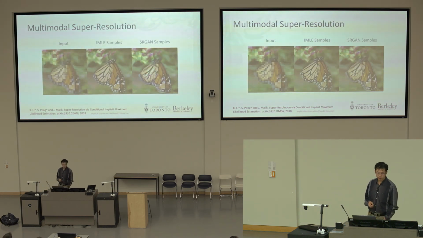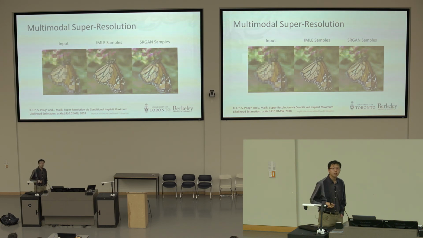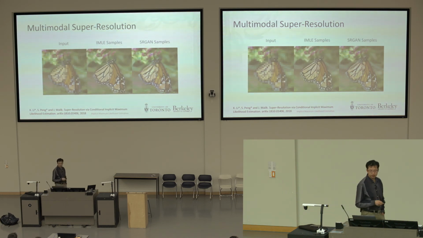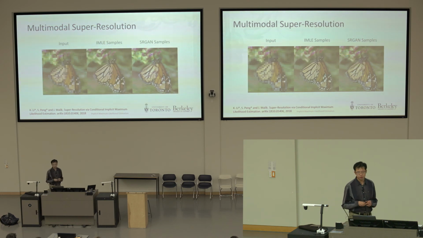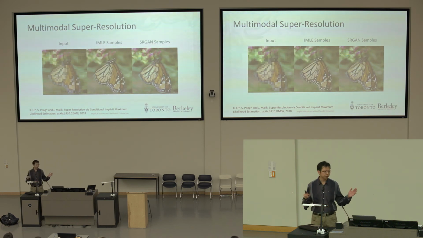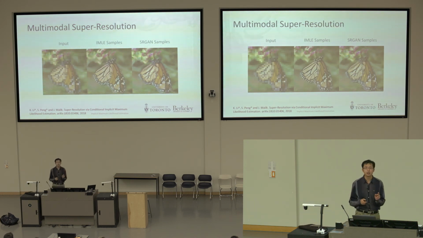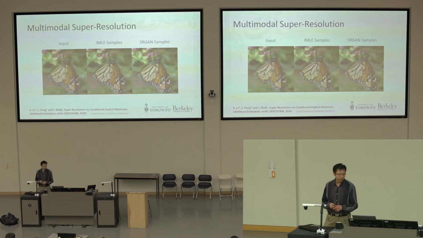So let's take a look at some applications to conditional image synthesis. The reason why we're looking at conditional image synthesis is because in this case, mode collapse is more apparent, because in the training data, for each input, we only have one ground truth output. So if mode collapse is actually happening, it's going to collapse all the generative samples onto a single data point.